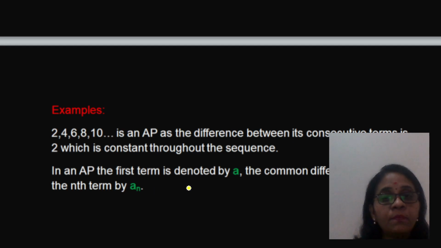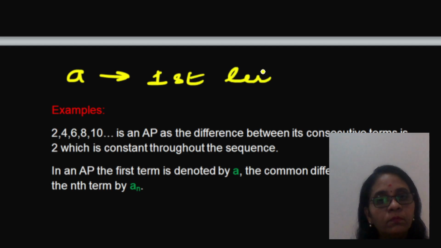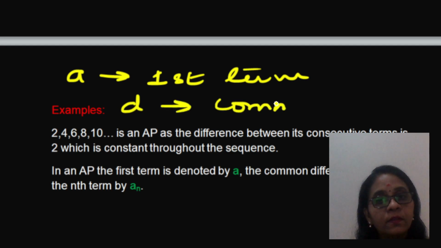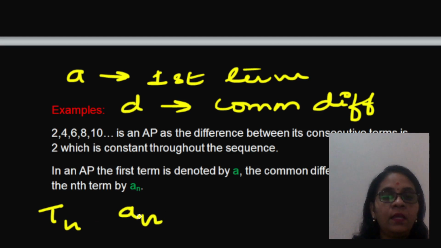In an AP, the first term is denoted by a, the common difference as d, and the nth term is denoted as an. Children, the terms that are generally in use for arithmetic progression are a, which is your first term, d, which is the common difference, and Tn or an. Some books say Tn, the nth term, and some books denote it as an. a being the first term, n being the term number, so it is an.